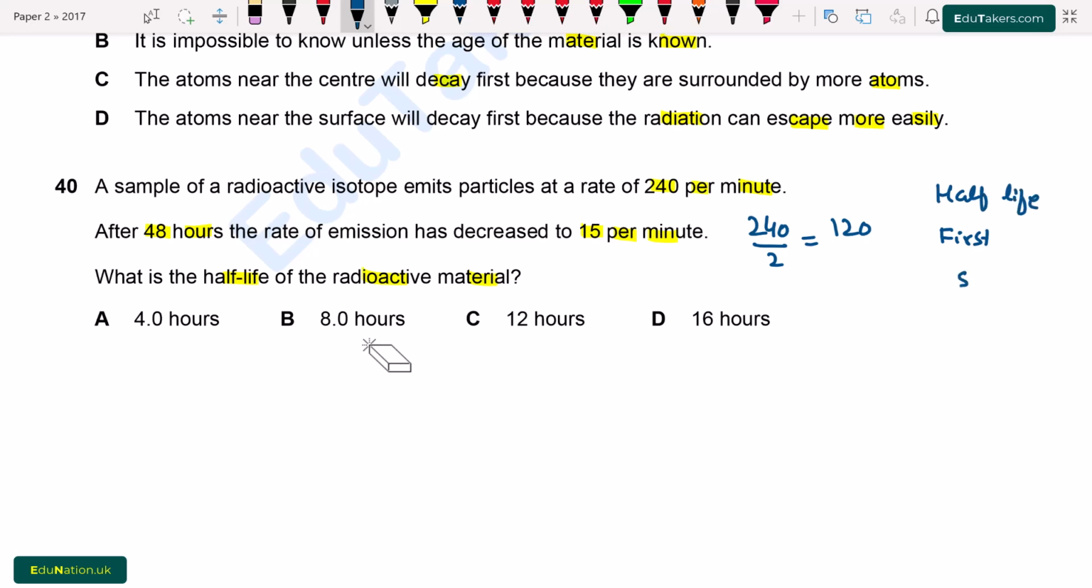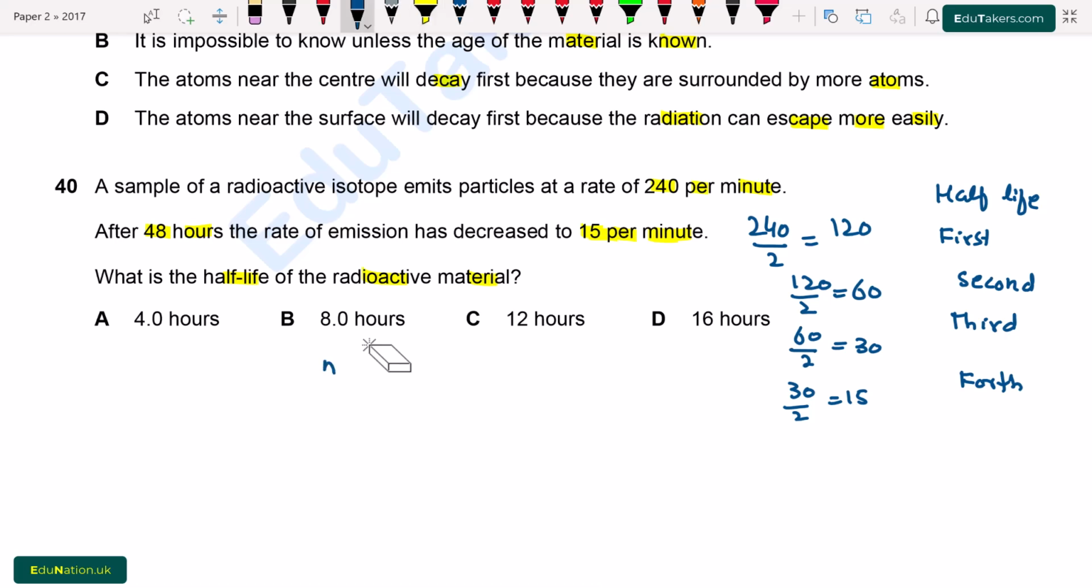When the second half-life passes, then there will be 120 divided by 2, which is equal to 60. When the third half-life passes, then there will be 60 divided by 2, which is 30. When the fourth half-life passes, there will be 30 over 2, which is 15. So it is also given 15 per minute when 48 hours pass. It means that 4 half-lives pass.